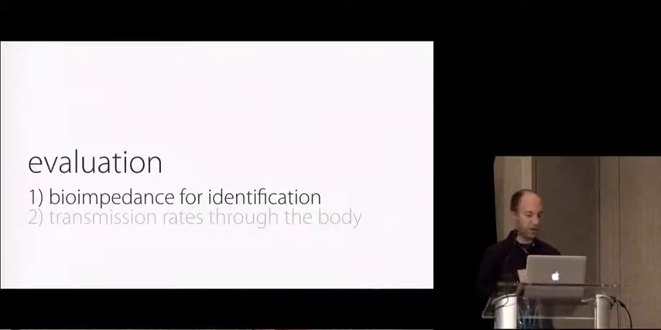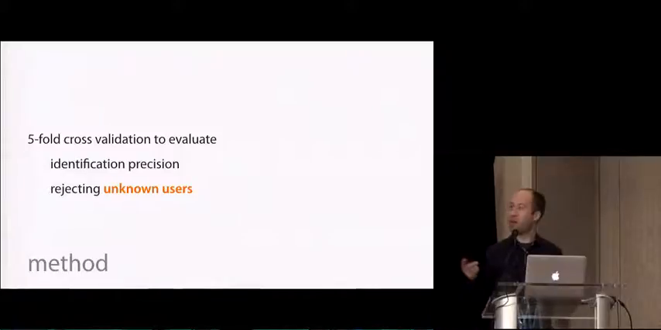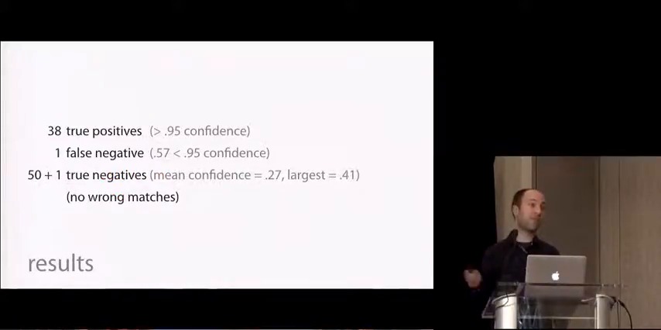So we evaluated two things in our system. First, the bioimpedance. The main point here being we wanted to see if Bioamp is a good platform to sense features that are stable enough to identify people and replicate the results in the related work. 10 participants, I'm going to condense this here. No false positives, and we correctly rejected all the people that were unknown to the system based on the confidence scores we got.